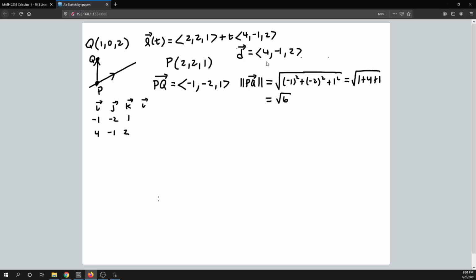And let's rewrite that first column, negative 1, 4. The second column is negative 2, negative 1. All right, and then we're going to start multiplying this out. So that's going to be negative 4i, right? I times negative 2 times 2. J times 1 times 4 is plus 4j. K times negative 1 times negative 1 is plus k.